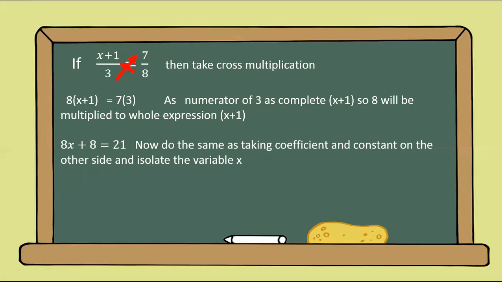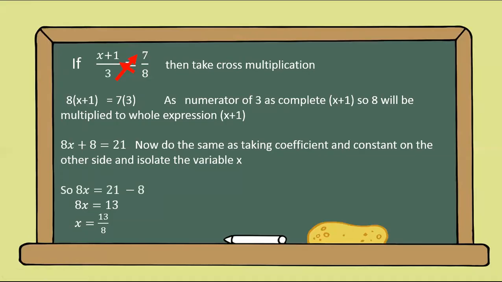Now do the same as before: take the coefficient and constant to the other side and isolate the variable x. So we'll take 8 to the other side. We'll have 8x is equal to 21 minus 8, and 8x is equal to 13. Keeping in mind that 21 is the bigger number, so the sign of 13 would be positive. And then 8 is multiplied with x, so when 8 goes to the other side, it will be divided, so x is equal to 13 by 8. This is the example of how to solve a linear equation if we have expressions in the form of fractions.